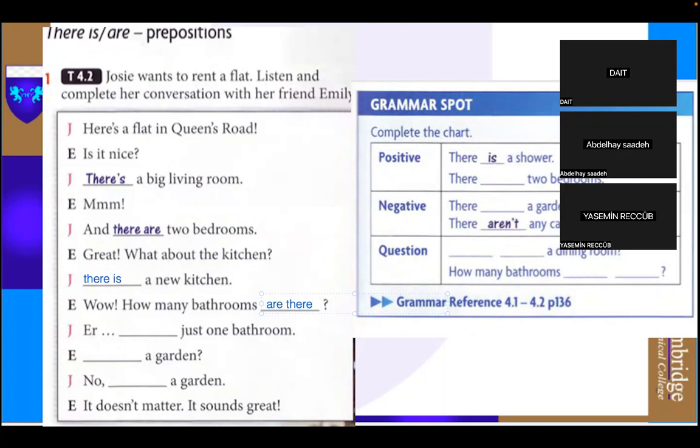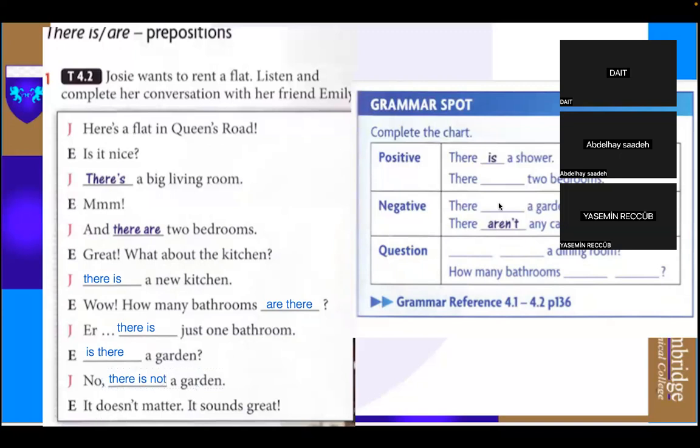Question we change the position. Here, 1 bathroom. What's the answer? There is just one bathroom. Yes, there is just 1 bathroom. A great garden. Is there a garden? No. There is not a garden. Or there is no garden. Okay, there is not a garden.